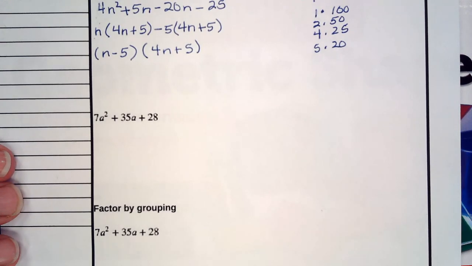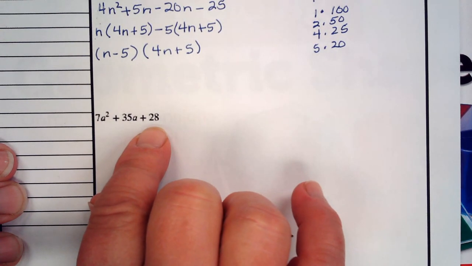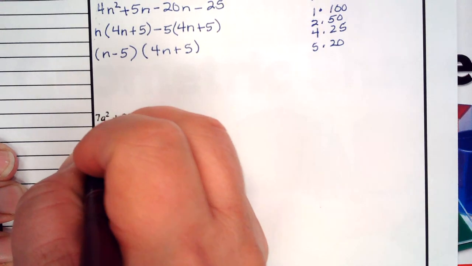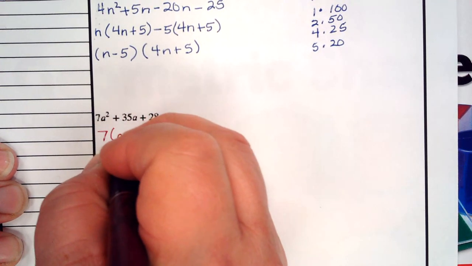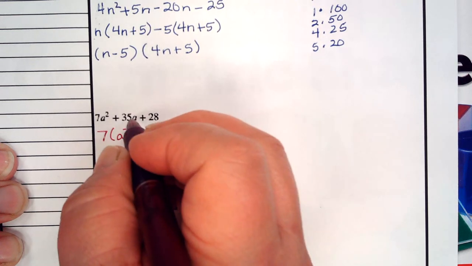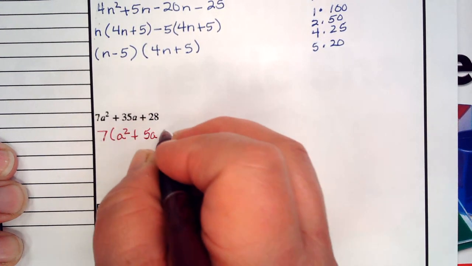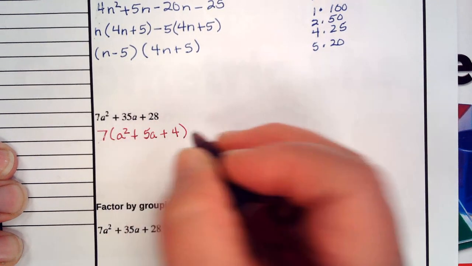Well, I hope you tried. I've got 7, 35, and 28. They have a common factor of 7. So the first step for me is to factor out 7. 7a squared divided by 7 is a squared. 35a divided by 7 is 5a. 28 divided by 7 is 4.